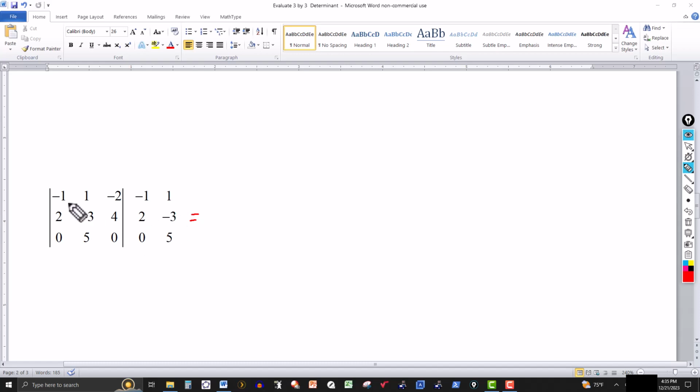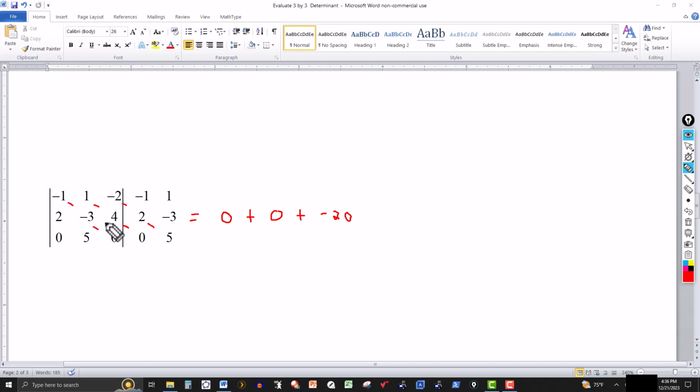And then what you're going to do is cross multiply here. Start at the upper left over here and multiply these entries. Here and here. So it's -1 times -3 times 0. That's going to be 0. So these you're going to add. It's going to be plus. And then we got 1 times 4 times 0. Well, that's 0. Plus. Here we go. -2 times 2 times 5. That's -20.